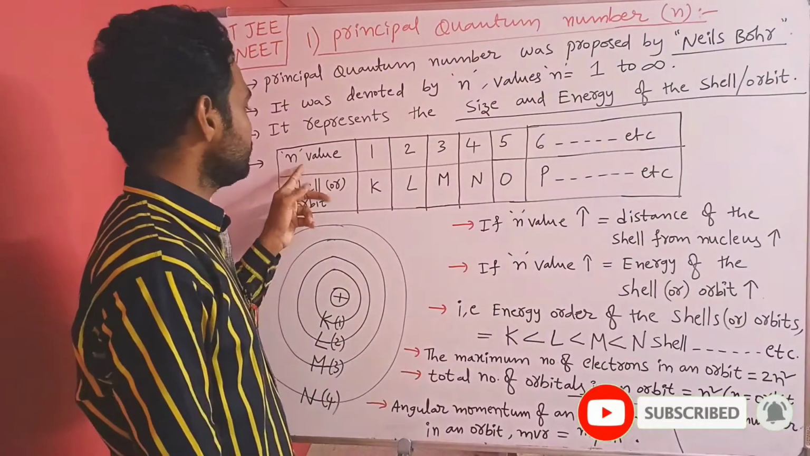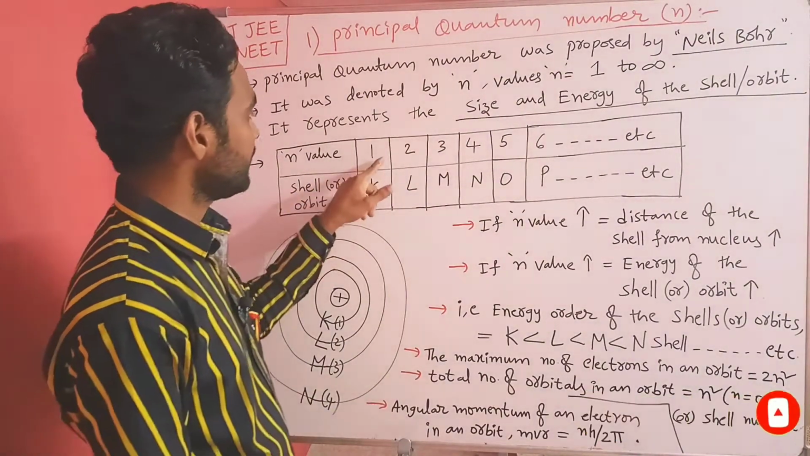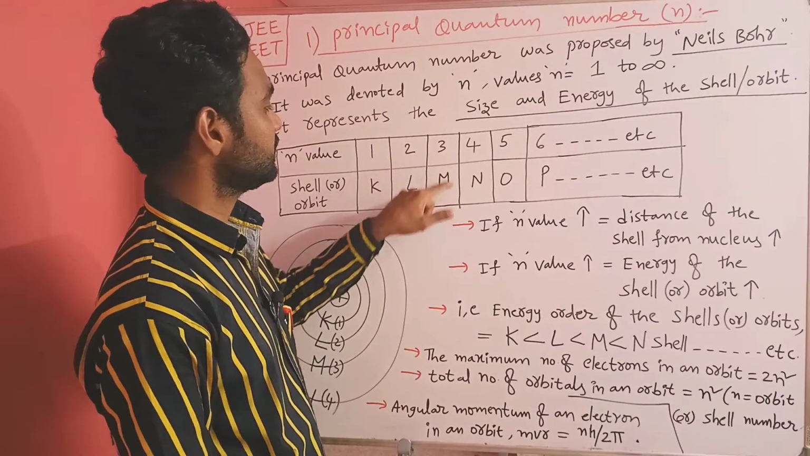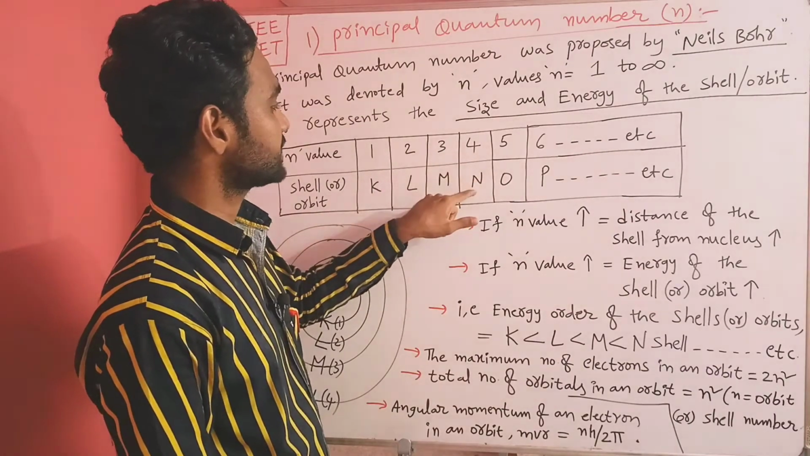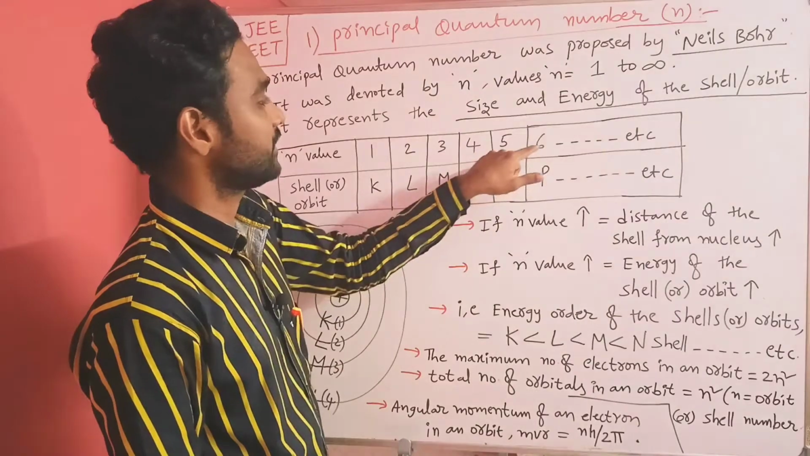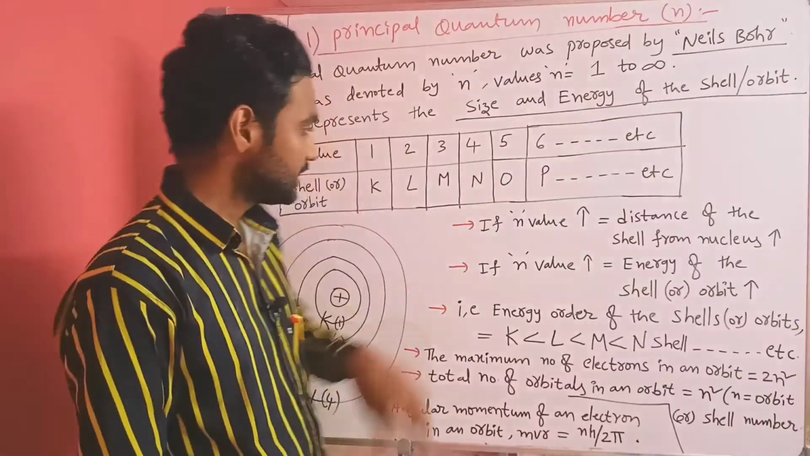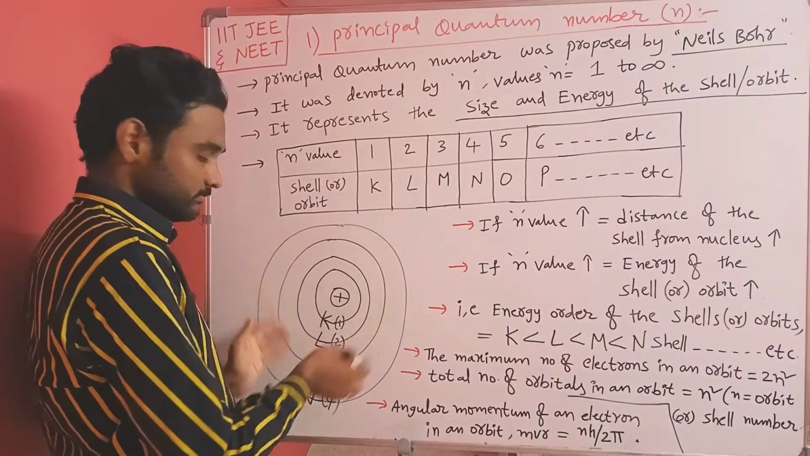Okay, next, here n value is the shell number. Now if the n value is 1, then it is K shell, n value 2, L shell, n value 3, M shell, n value 4, N shell, n value 5, O shell, n value 6, P shell, and so on, etc. up to infinity.